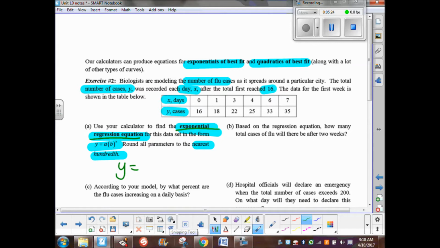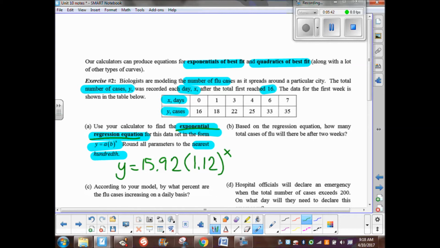So y is equal to 15.92 times 1.12 to the x. Good with that? Now they're going to have you use that equation.